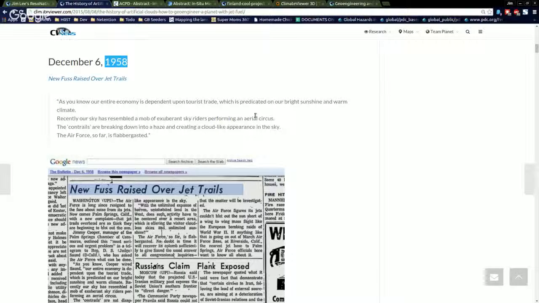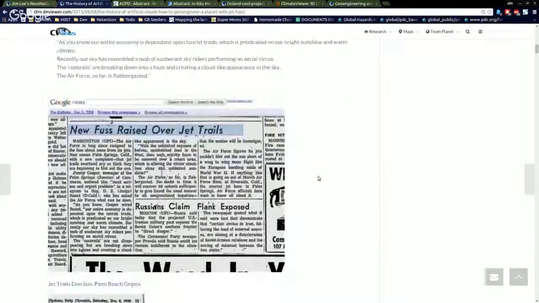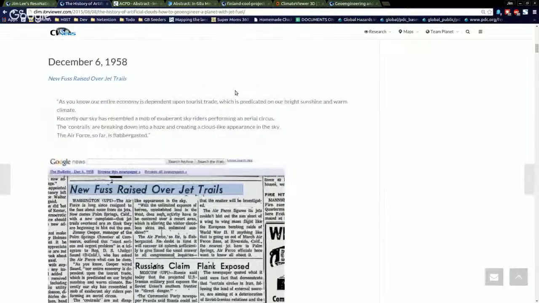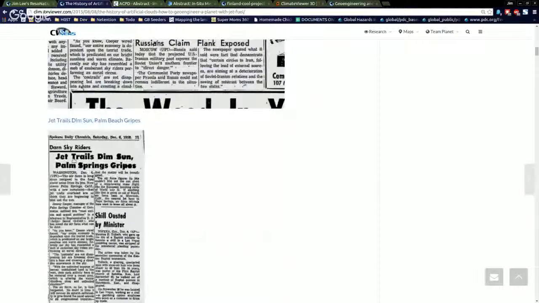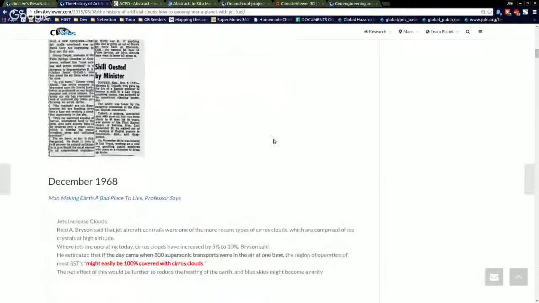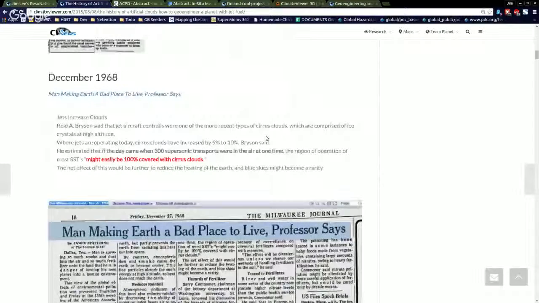GTFO. This is 1958, guys. Let's see, commercial aviation started around 53. So it wasn't even 6 years later. 6 years later, they're already covering the sky in Florida. Jet trails, dim sun, Palm Springs gripes, 1958.